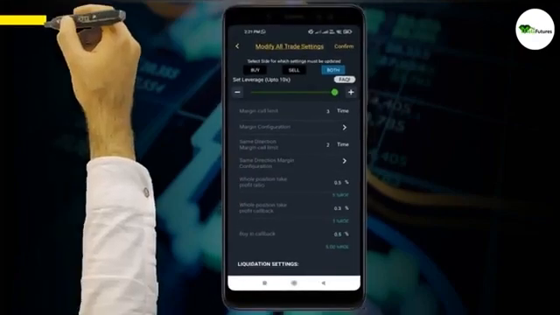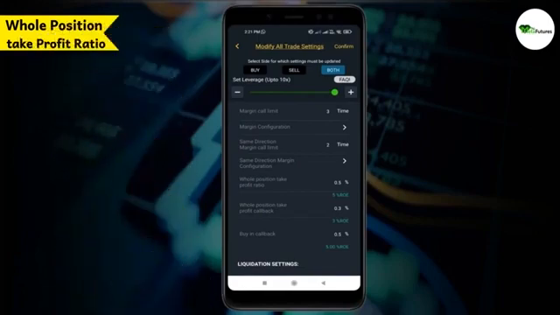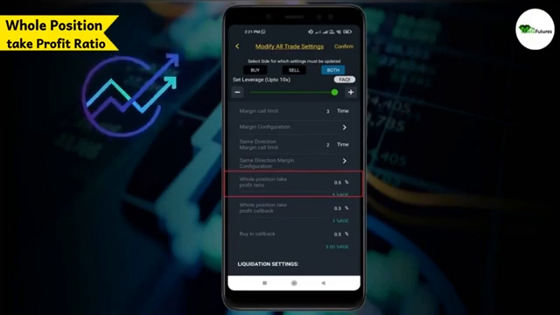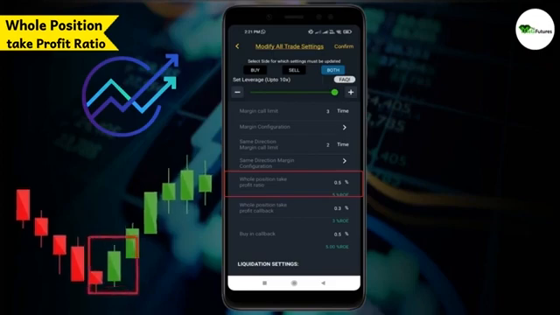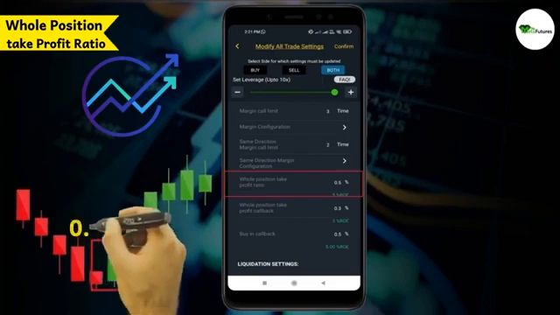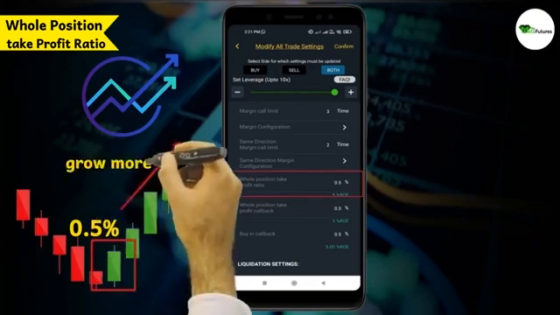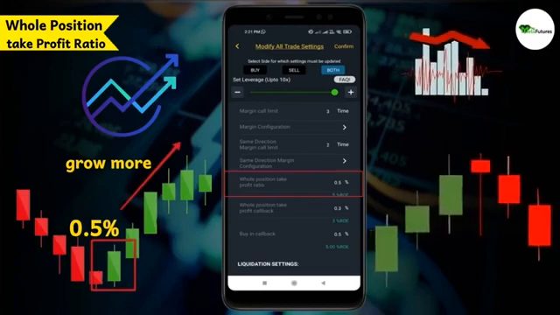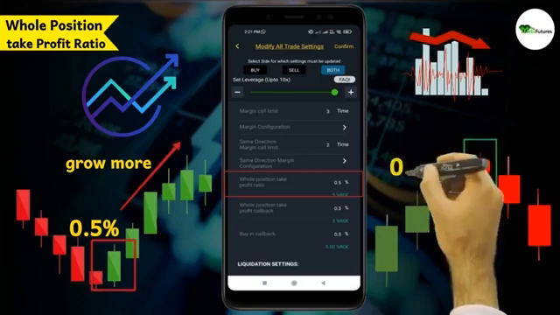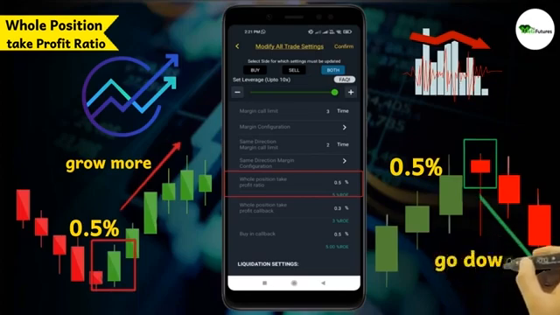Next is the whole position take profit ratio. It's the profit percent that you want to take. After this percent the bot will trigger the order. Suppose that you have placed an order that the trade will go up. As I have entered a 0.5% value in the whole position take profit ratio, whenever the trade goes up by 0.5%, the bot will come out after extracting profit, but there is a possibility that the trade will go up more. Same in another case, you have placed an order that the trade will go down. When your trade goes down by 0.5%, the bot will come out after extracting profit, but there is a possibility that the trade will go down more.